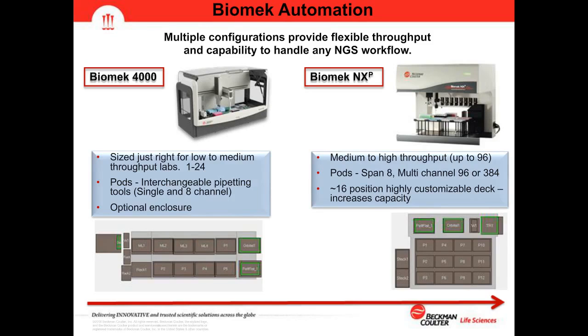It comes with an optional enclosure that allows you to protect your samples from airborne particles from the laboratory. To the right, you see the Biomek NX. It is for medium to high throughput, up to 96. It comes in 2 variations, one with a Span-8, one with a multichannel, and that really depends on what is more important to you, flexibility or throughput. And it has 16 positions, a highly customizable deck with increased capacity.